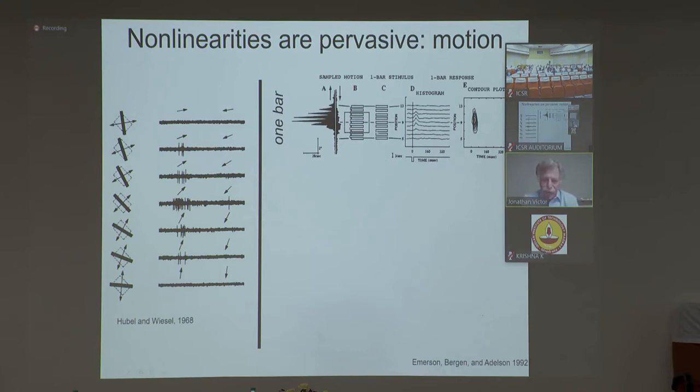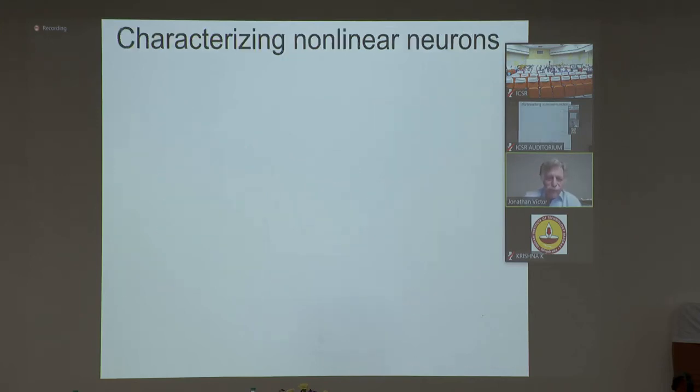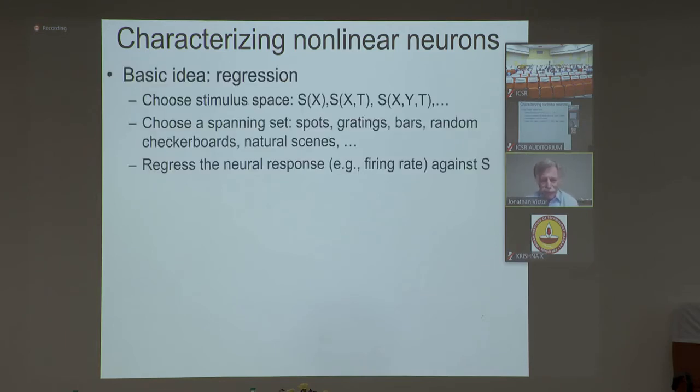So one can measure those individual responses, and one can then directly measure the two-bar interactions, and one finds that the two-bar interactions are substantial. So we have a problem that neurons are quite nonlinear, and to try to capture the computations that they do, we need a somewhat better or somewhat more elaborate mathematical structure than linear systems analysis. But we'd like to build on the basic idea of regression.